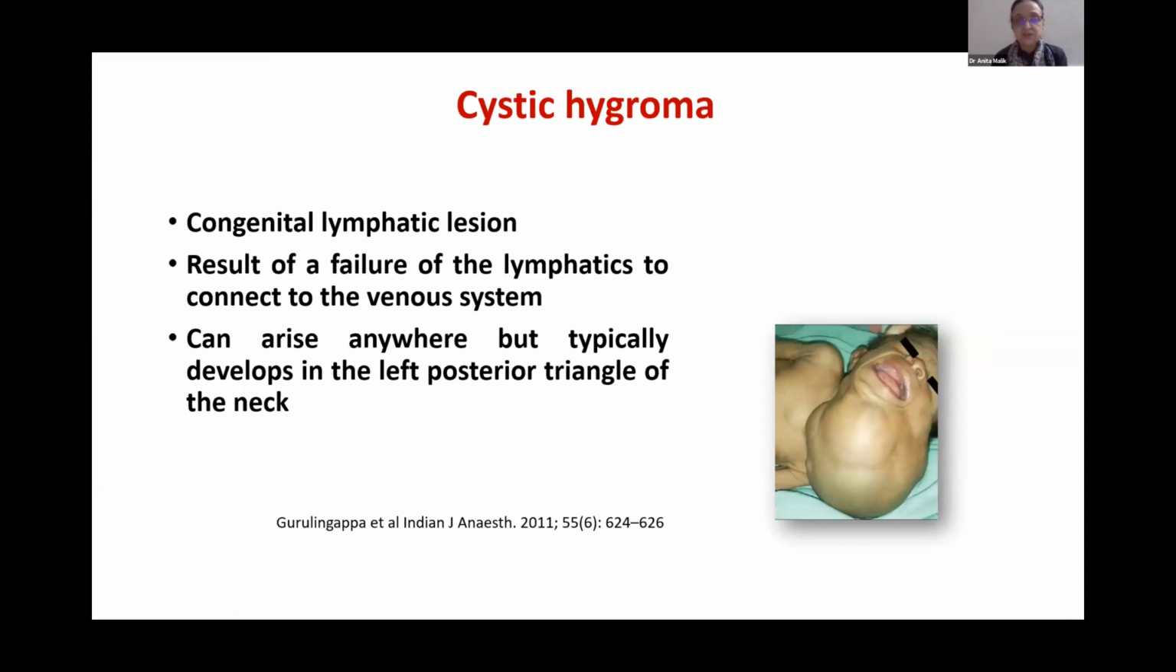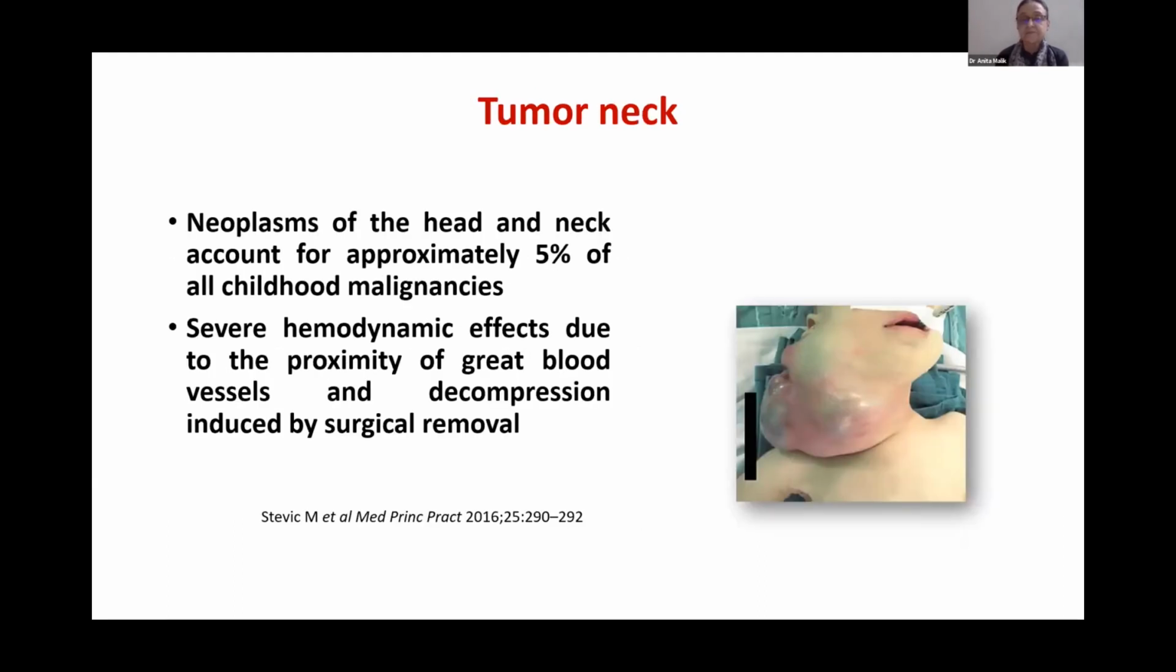Then comes cystic hygroma. It's a congenital lymphatic lesion, and it's the result of a failure of the lymphatics to connect to the venous system. So more of the lymphatic pockets are gathered around, but they are not being drained, and with the growth, they become so much enlarged that they may compromise the airway. They can arise anywhere, but typically they develop in the left posterior triangle of the neck.